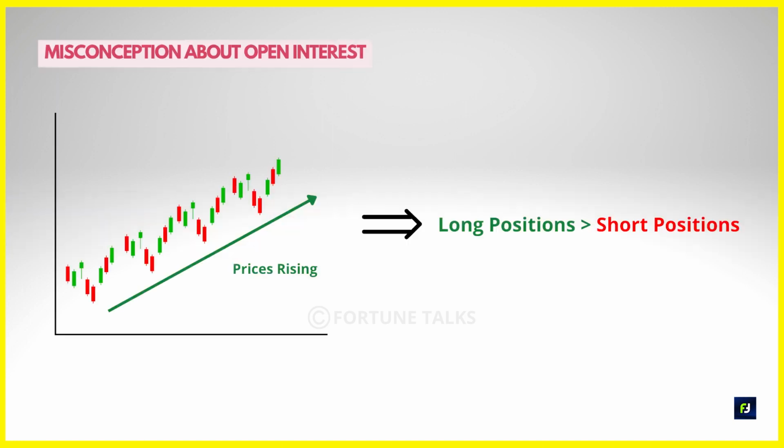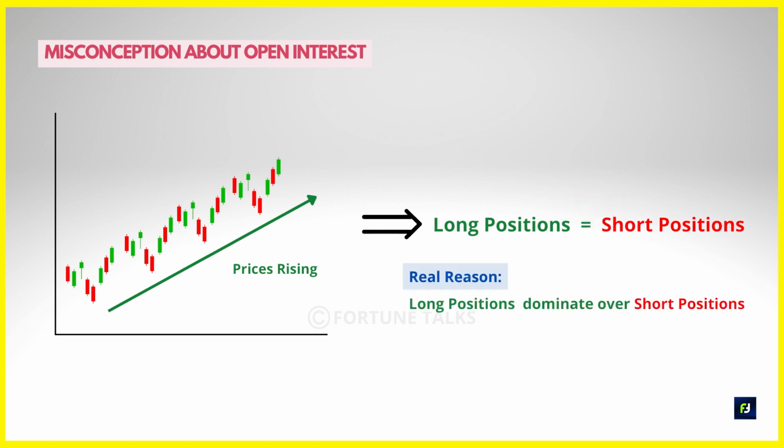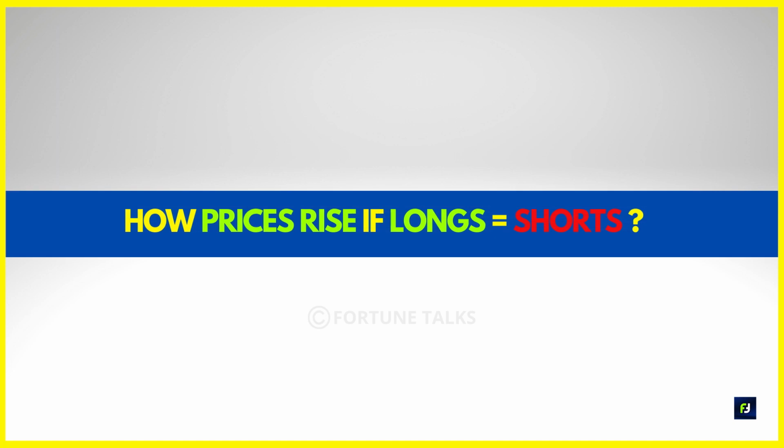I've seen many people make this assumption that when prices are rising, more long positions are being created than short positions. But the fact is that the longs will always be equal to the shorts. It is just that the longs are dominating the shorts in the transaction, and that is the reason why the prices are rising. Now you may ask me, if the number of shares bought is always equal to the number of shares sold, then how does the price rise or fall?